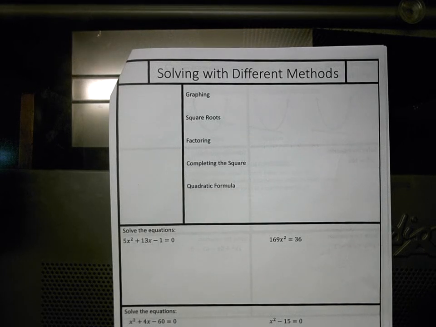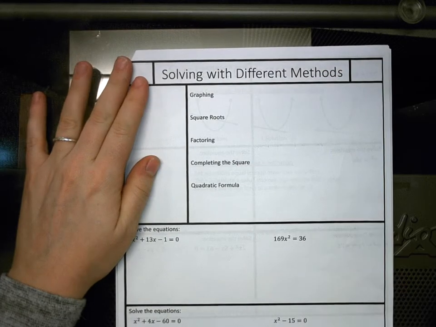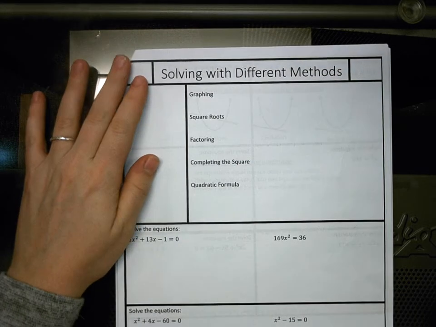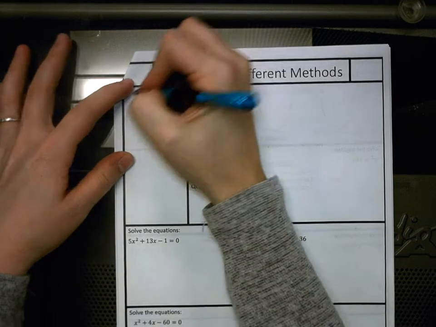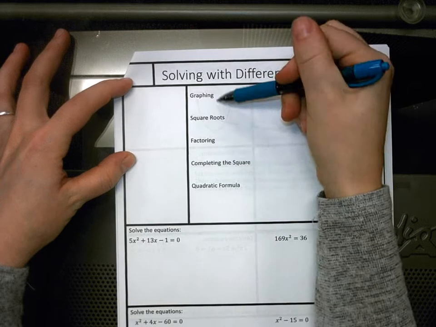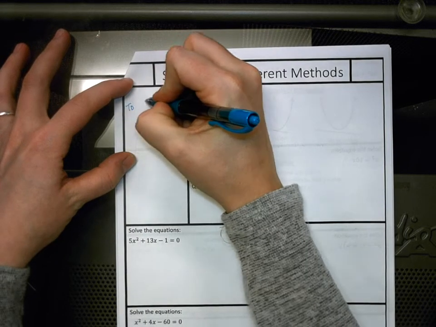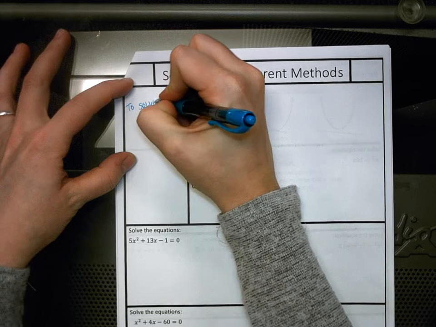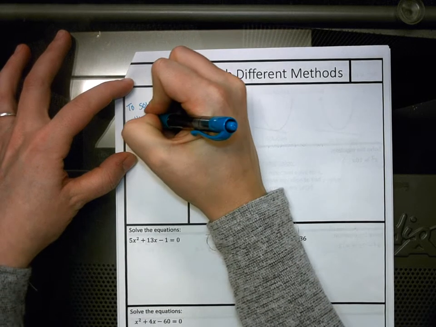Okay, this is Unit 11, Solving with Different Methods. We have gone through each of the 5 methods listed below for solving quadratic functions. So, the important thing to remember is I can use any of these to solve for x when y is equal to 0.